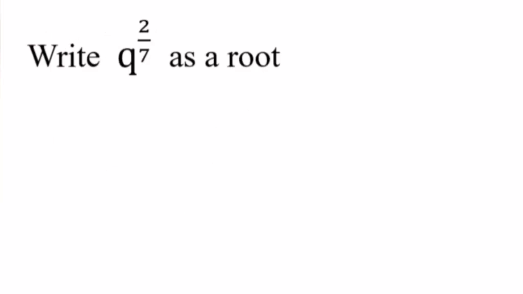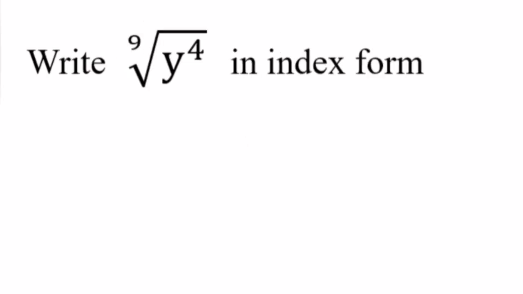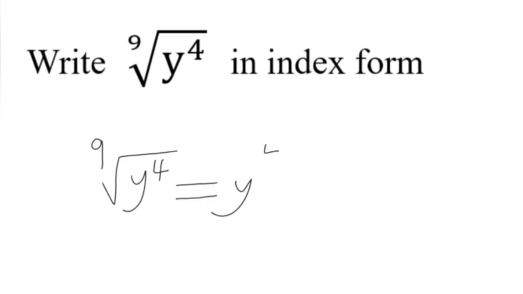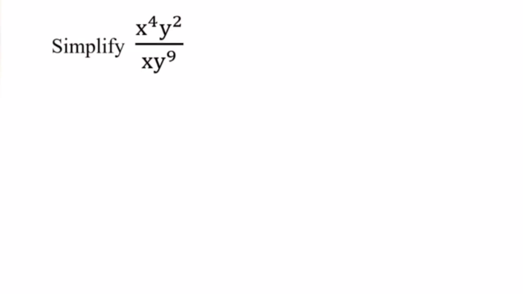Let's say we want to write q to the power of 2 over 7 as a root. Well, that would equal the 7th root of q squared. Let's say we want to write the 9th root of y to the power of 4 in index form. Well, that would just equal y to the power of 4 over 9. Finally, let's say we want to simplify x to the power of 4 times y squared, all over x times y to the power of 9.